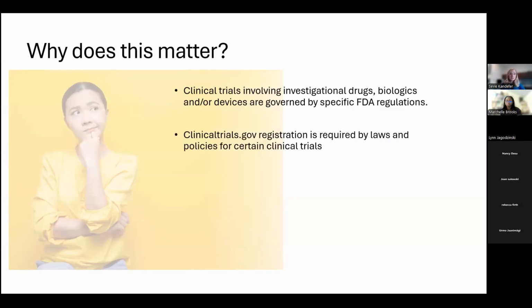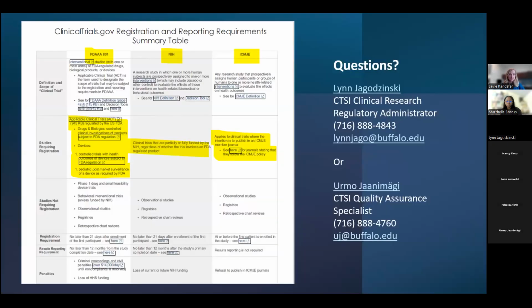One of those regulations is registering your clinical trial on clinicaltrials.gov. So the requirement to register your study to clinicaltrials.gov is not limited to clinical trials involving drugs or devices. It depends on the type of trial you have, your funding source, and where you plan to publish your results. So just as an example, here is a summary table of the registration and reporting requirements.